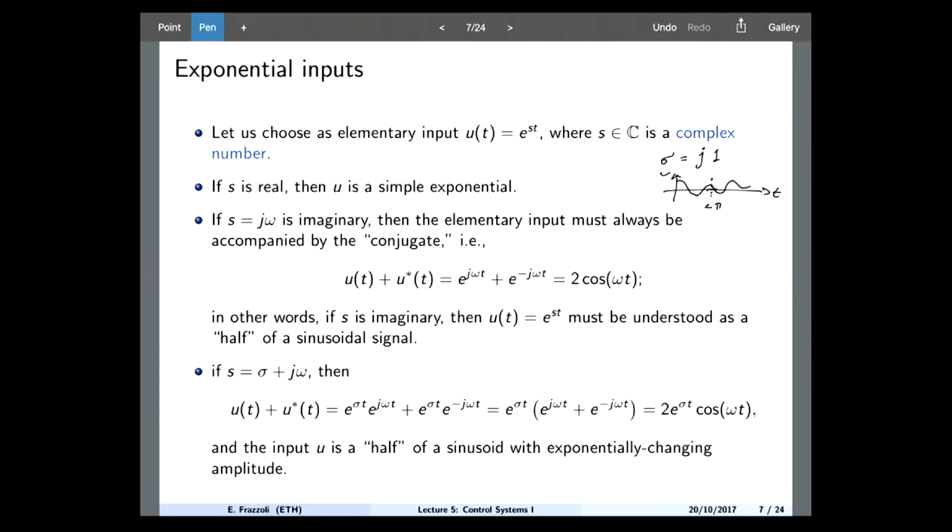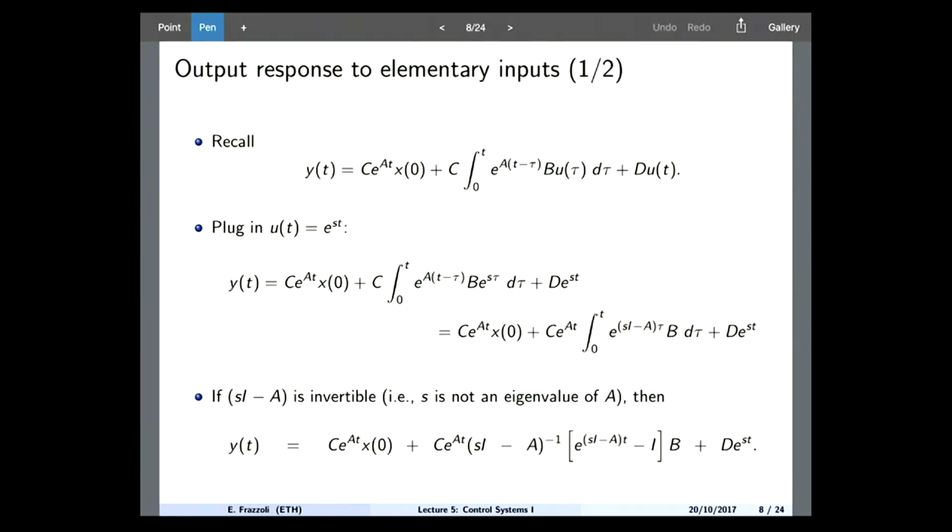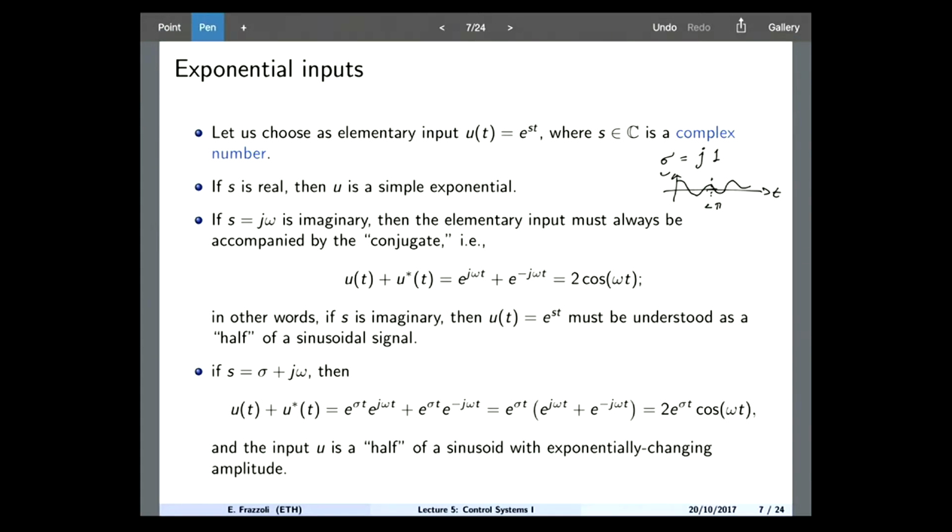Okay, good. Now, okay, so let's go back to the formula, okay? Actually, another example. What if I wanted to apply a constant input?